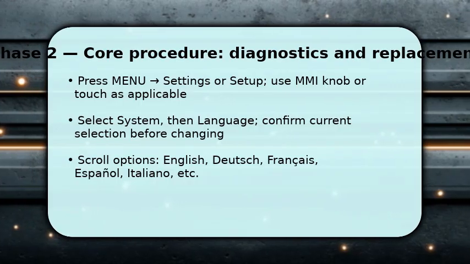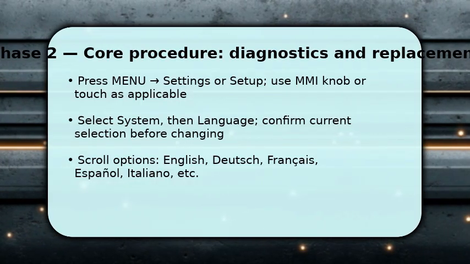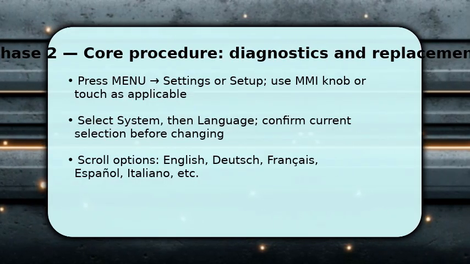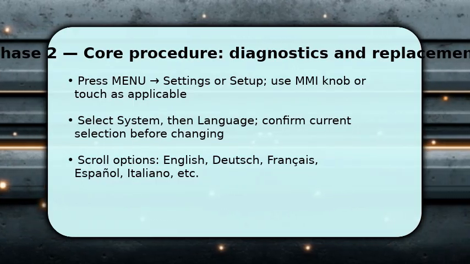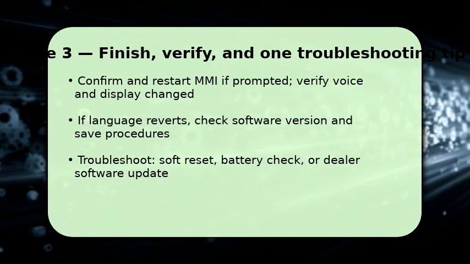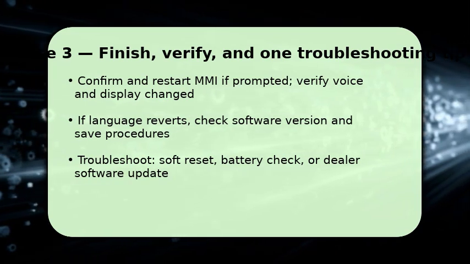Highlight the language list and pause to read the description for each option. Some entries change only text versus both text and voice. When you find your desired language, press the knob or touch select, and then confirm to apply the change across menus and voice guidance. After confirming, allow the MMI to apply changes. Some systems require a restart, so follow prompts and wait.